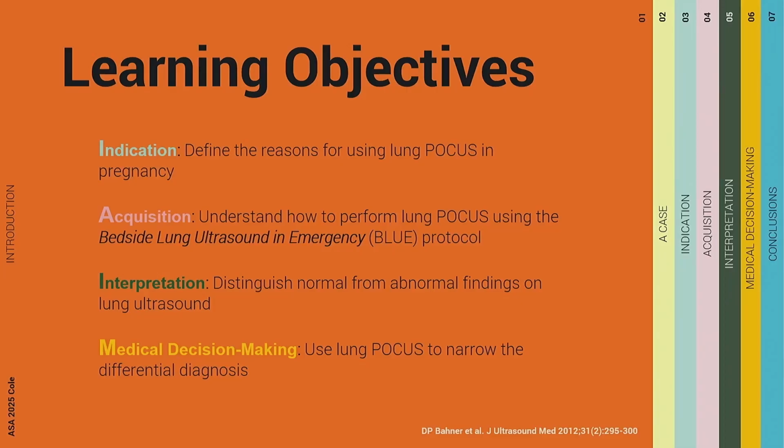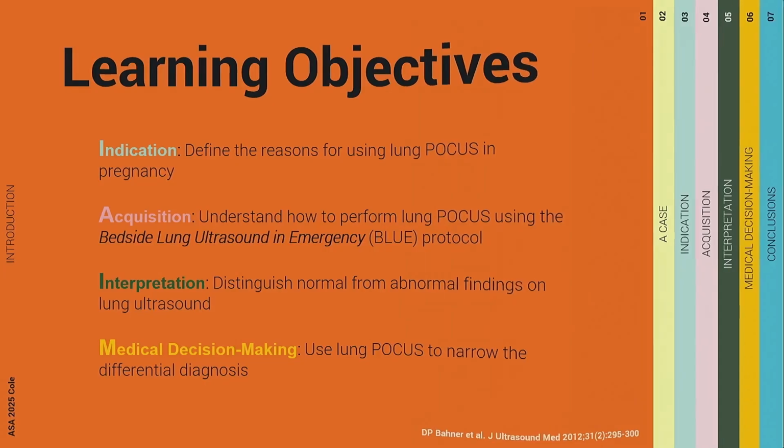So our framework for today is going to be the IAIM framework, and we'll first talk about indications for using lung ultrasound in patients who are pregnant with acute respiratory failure. Then we'll talk about how to actually get these images, which will be guided by the bedside lung ultrasound in emergency protocol, or the BLUE protocol. Then we'll talk about how to look at these images and distinguish what's normal versus abnormal, and finally see how we can put it all together to either narrow or actually make our diagnosis.